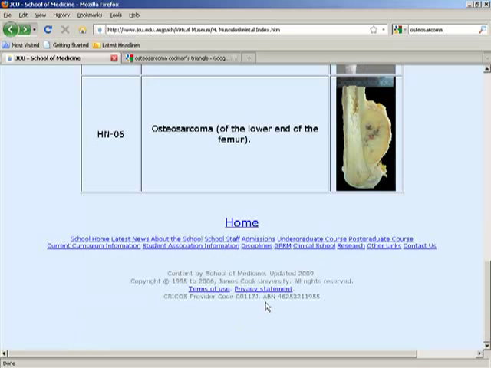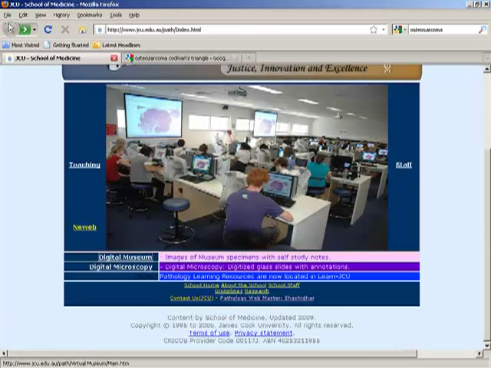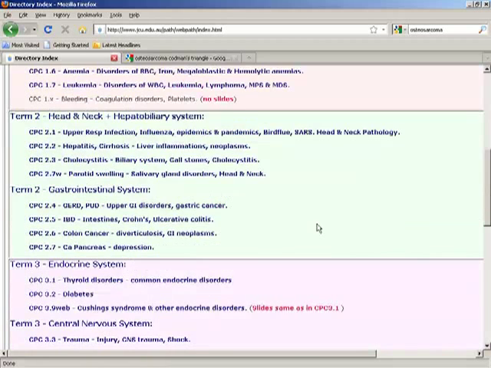Okay, we will go to the microscopy now. Okay, so that's about the gross specimens. Microscopy.